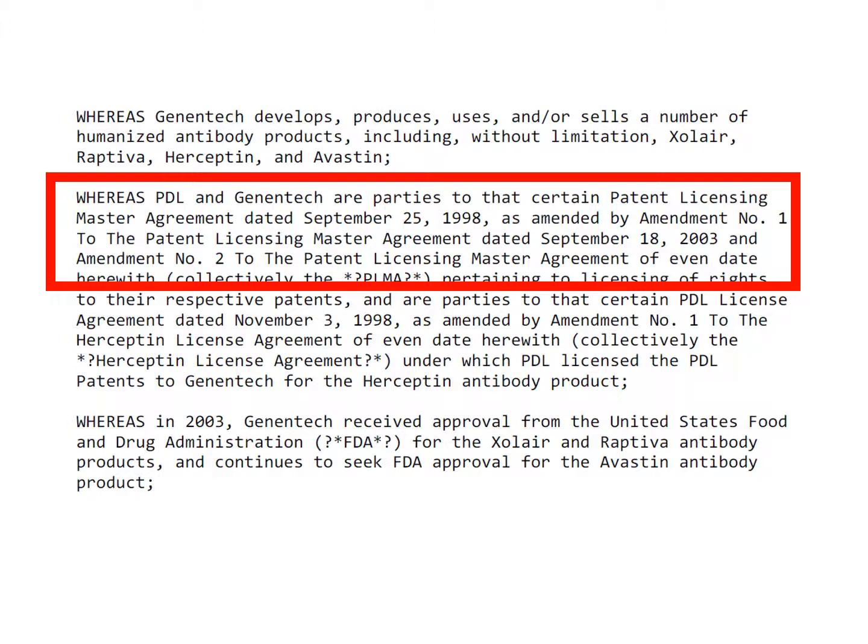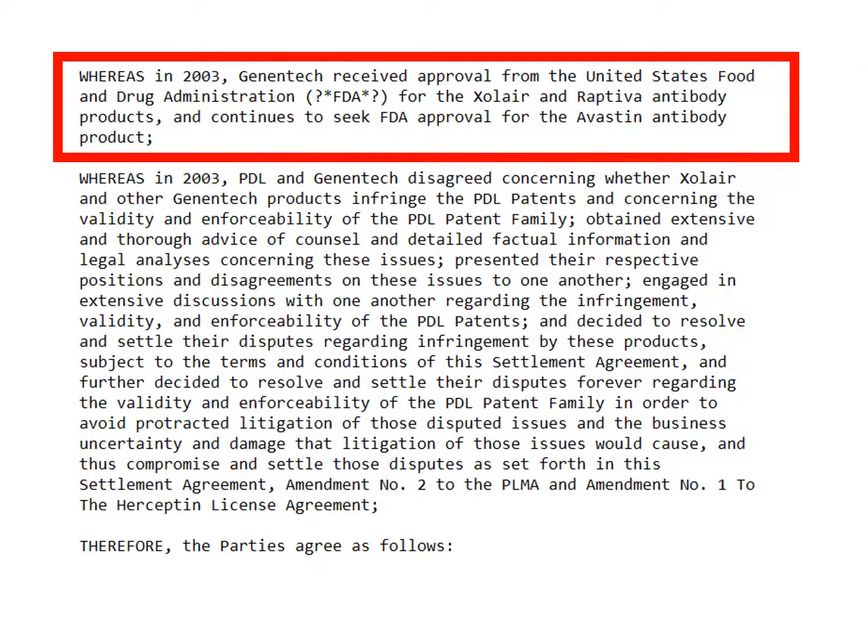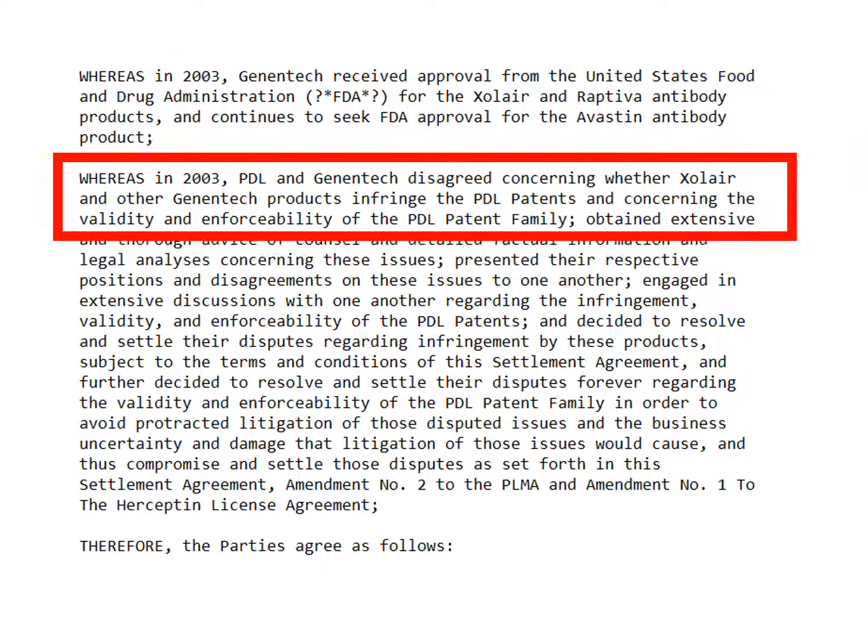Another whereas clause, whereas PDL and Genentech are parties to that certain patent licensing master agreement from 1998, as amended at an earlier time in 2003, so on and so forth. So they acknowledge they have a prior deal that they were working under. Next whereas clause comes here. Whereas in 2003, Genentech received approval from the US FDA for the Xolair and Raptiva antibody products and continues to seek approval for Avastin. Whereas in 2003, PDL and Genentech disagreed concerning whether Xolair and other Genentech products infringe the PDL patents and concerning the validity and enforceability of that patent family.